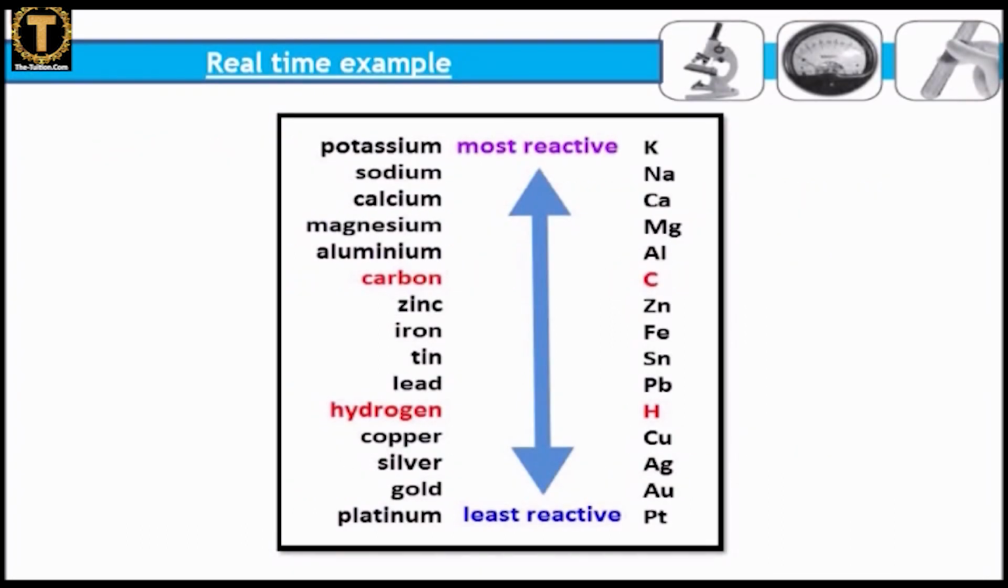Real-time example. To arrange the metals in increasing or decreasing order of their reactivity, one of the commonly used experiments is checking their displacement rate. This is a reliable technique because aluminium is actually a reactive metal, but due to the protective coating of aluminium oxide on it, the results may show that aluminium's reactivity rate is slow.